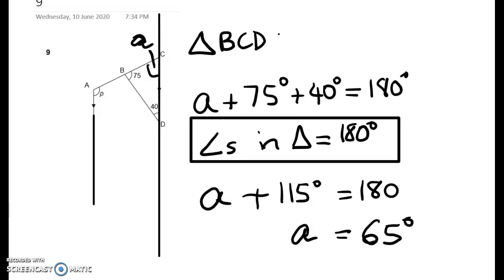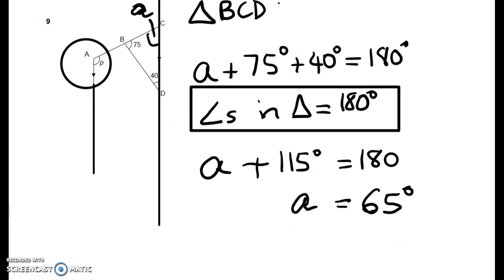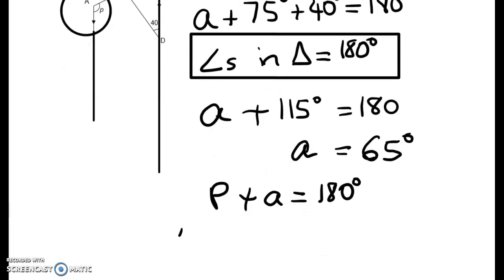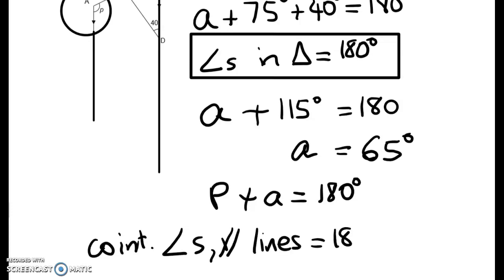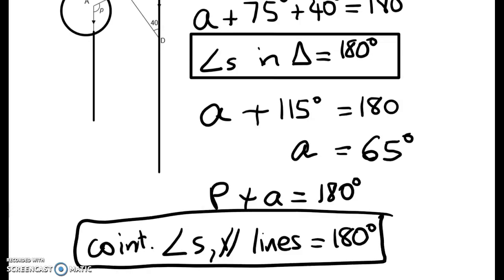Now, we don't need angle A, we need angle P. But we've got parallel lines. So, P plus A has to equal 180. And the reason for that is that co-interior angles, parallel lines, add up to 180 degrees. So that's my reason for that.